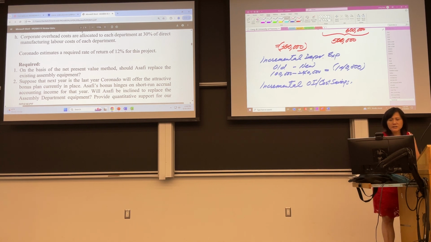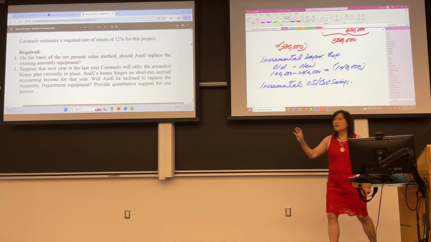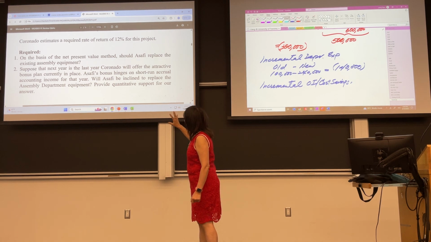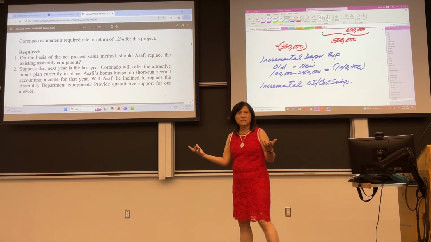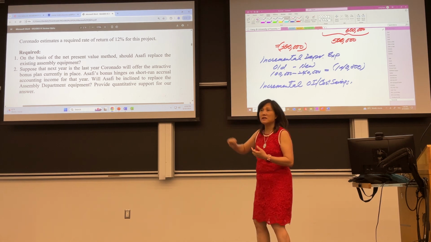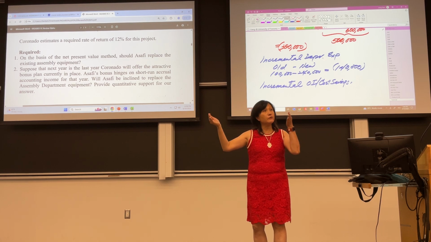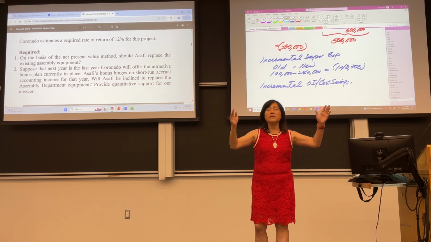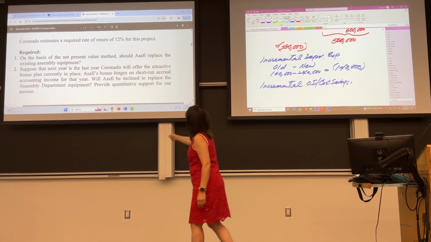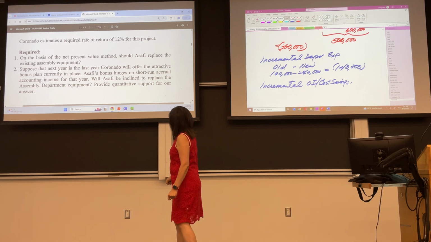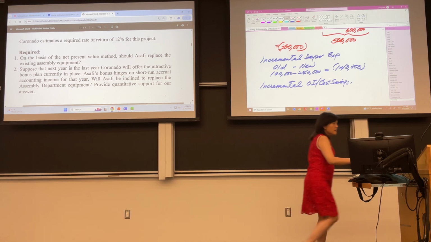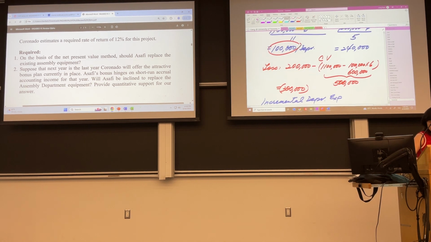Should we invest in the new one, replace the existing machine? Suppose the next year is the last year. This is the part I want you to focus on. Suppose next year is the last year, they'll offer this attractive bonus plan, but based on what? Based on accounting income, short-term accrual accounting income. So accounting income is the first year. Accounting rate is year after year, every year is the same. The accounting income the first year, you have a loss right there. Would Asafi be inclined to replace the machine or not? Right here, losing money, he's not going to.